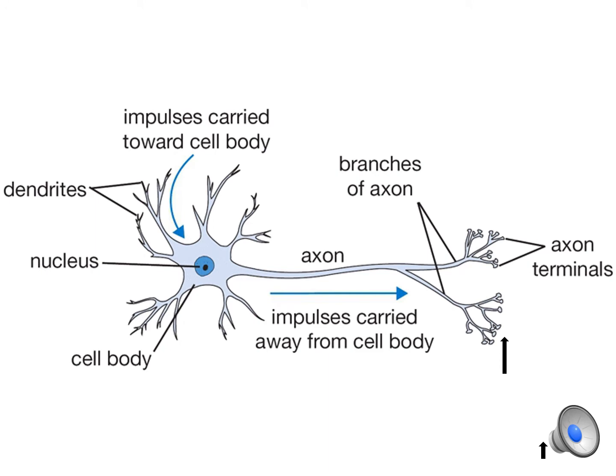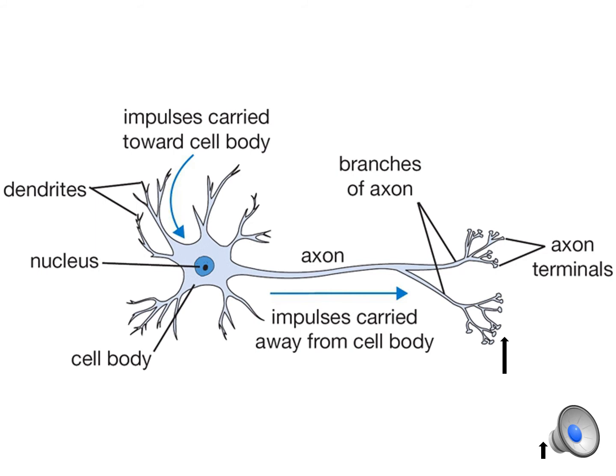So I want to just start with a picture of a neuron. I know we've seen pictures of neurons before, but since we're not studying the nervous system until, well, after your next test, I wanted to just go over some of the basics of the neuron. On the left-hand side of this neuron picture, you see the cell body and the nucleus and the dendrites.